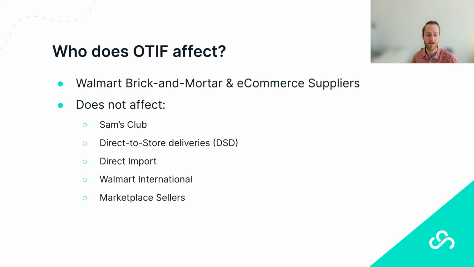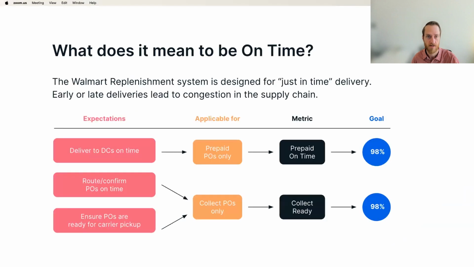I will say Sam's Club and Walmart International, they do have OTIF programs, but the rules are a little bit different. They tend to not give out fines, at least with Sam's Club. So different rules, different fine scenarios. So we don't focus on that, but just wanted to call out they do have some OTIF-like programs.